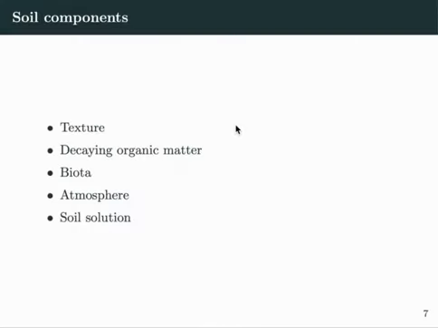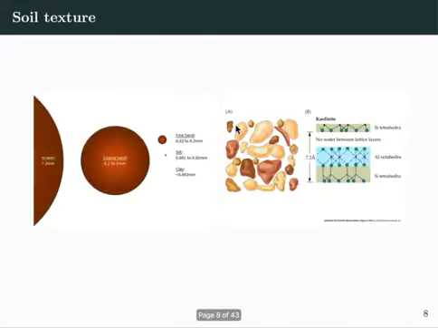When we discuss soils, there are lots of different ways to think about soils, but one that's particularly useful for ecologists is to think about texture, decaying organic matter, the biota that lives in it, the atmosphere that's down in the soil, and the soil solution. And by texture, we mean the different mineral soil components that make up the mineral fraction of the soil. And that's what we're going to start talking about next.